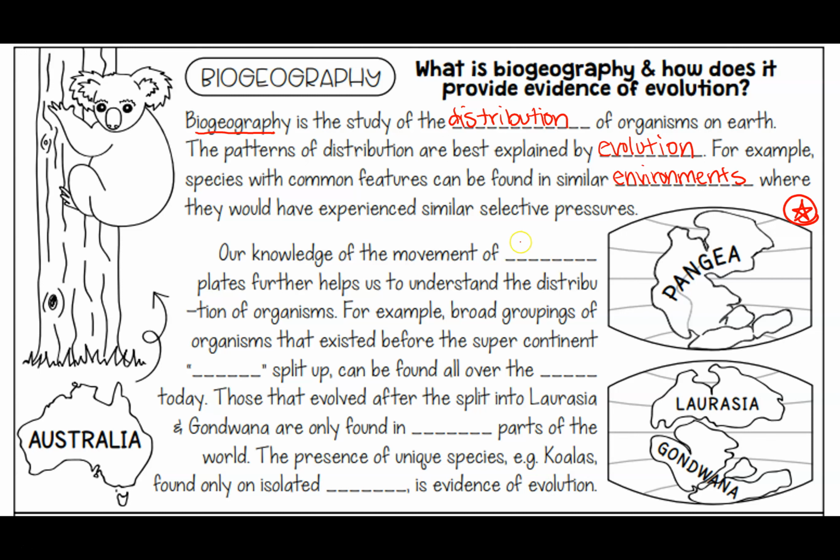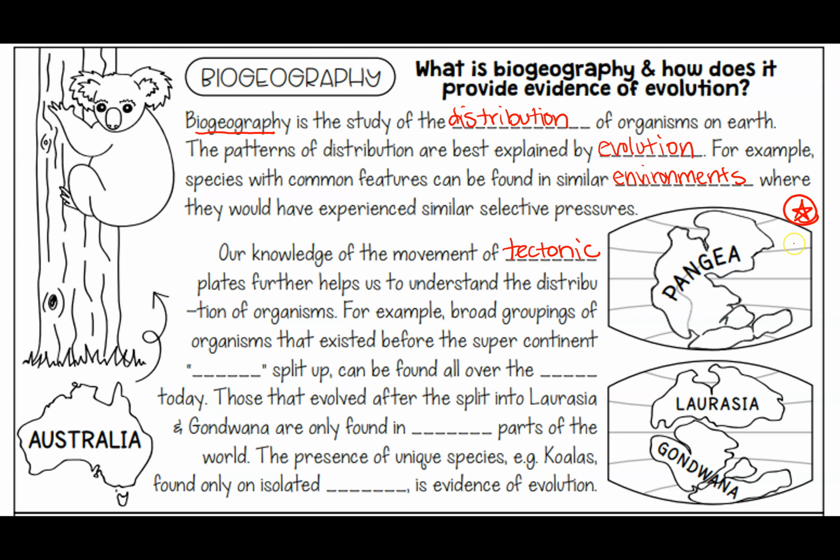Our knowledge of the movement of tectonic plates further helps us to understand the distribution of organisms. So if you don't know what tectonic plates are, it's just the crust of the earth, basically, that has been broken up into multiple different pieces that are kind of like puzzle pieces, and they can move toward each other, or they can move away from each other, or they can scrape side by side each other, and they've been moving like this throughout the history of Earth, ever since it was formed.